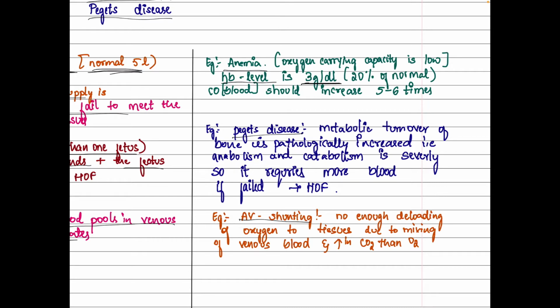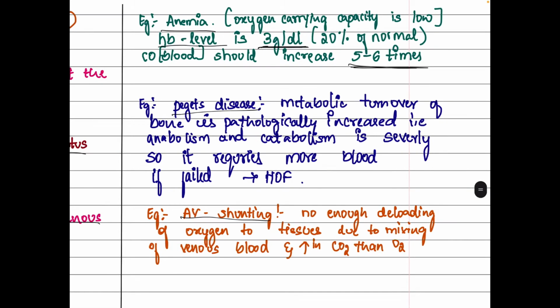For meeting the supply of demand of tissues, the heart should increase output at least 5 to 6 times. But when the heart fails to meet this demand by the tissues, the heart undergoes high output failure. During Paget disease, the metabolic turnover of the bone will be pathologically increased. That is, anabolism and catabolism of the bone will be severely increased. That requires more blood, and when the heart fails to meet this demand, it undergoes high output failure.